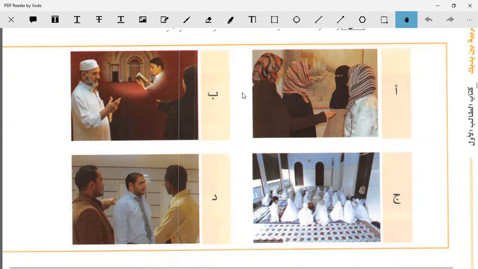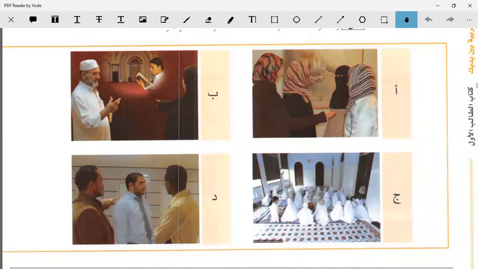Okay. Next, Aina Khatija. Khatija fil musalla hiya tusalli. You will write two on this picture.